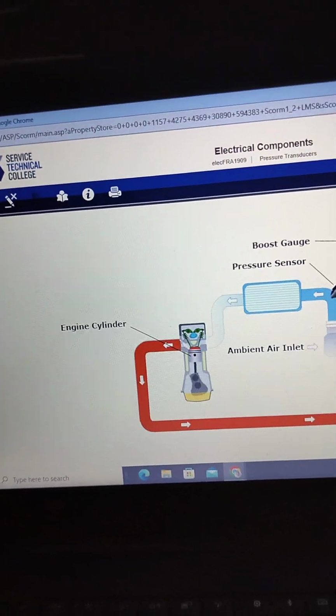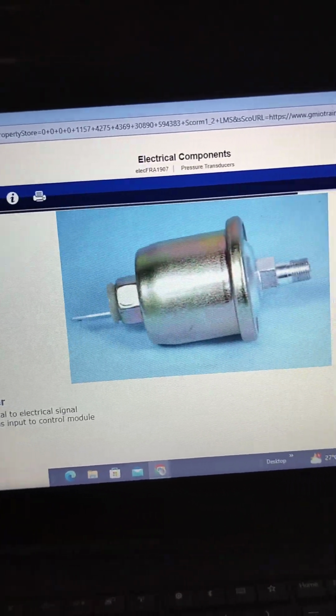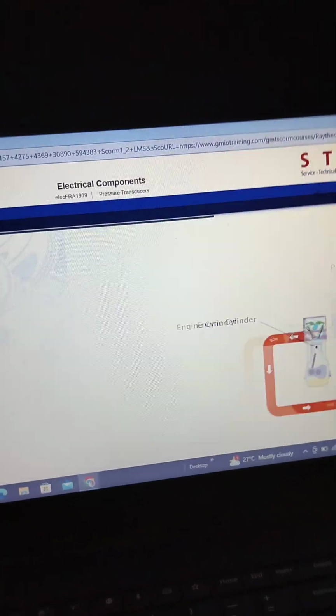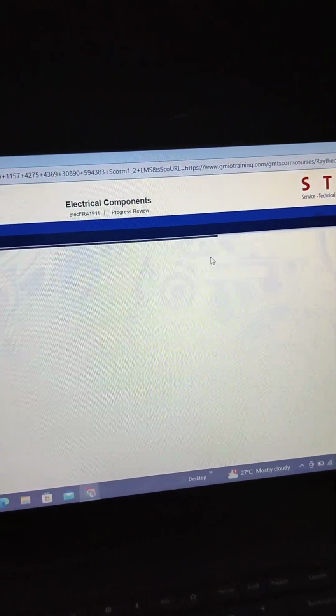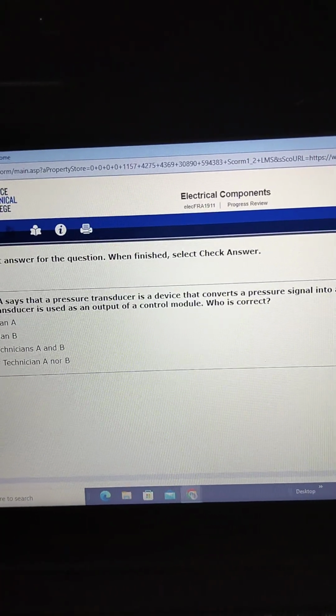A turbo pressure sensor is a good example. A pressure transducer is a device that converts a pressure. Choose the correct answer for the question. When finished, select Check Answer.